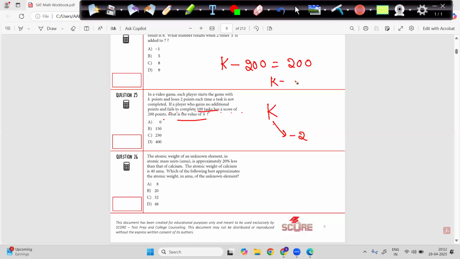K is 200, which comes to this side. 200 plus 200, the value of K is 400. So D for Delhi is your answer. See how simple the questions are. Questions will definitely be simple. My intention of solving here is to make you understand, to realize that the question is so simple.